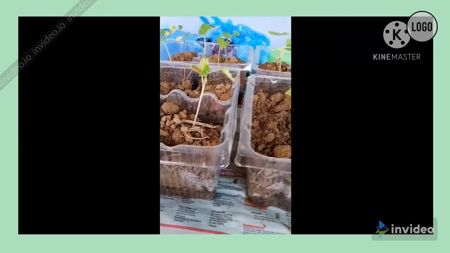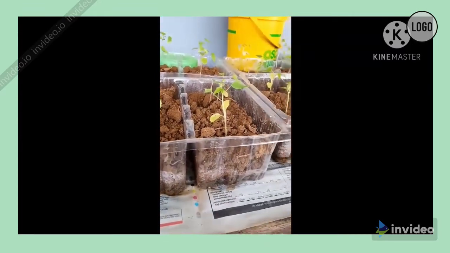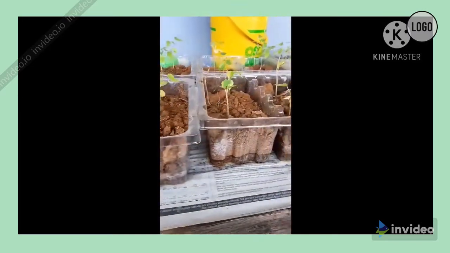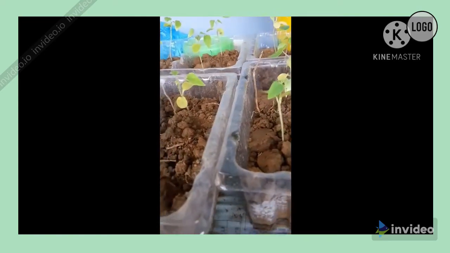The second function of mycorrhizae is that mycorrhizae can increase the absorption of phosphorus by the plant. Phosphorus is the least easily decomposed and flowing element.